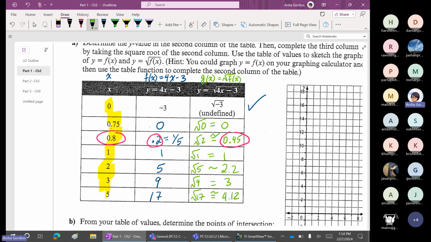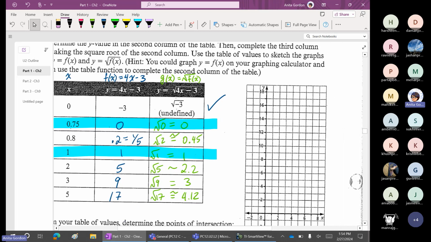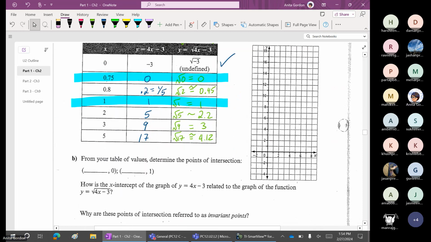Okay, let's zoom in on our key points. My key point is when I have a y value of 1 and a y value of 0. Here's one intersection. Here's the other intersection. When I go to graph this, it's going to be a bit of a messy graph because we have decimals, but bear with me here. So I'm going to do f of x in blue and then g of x in green.